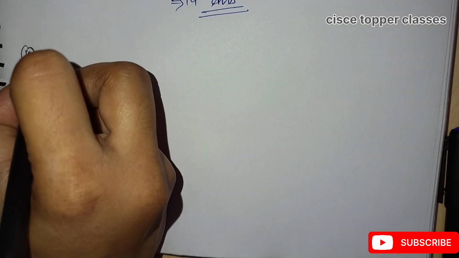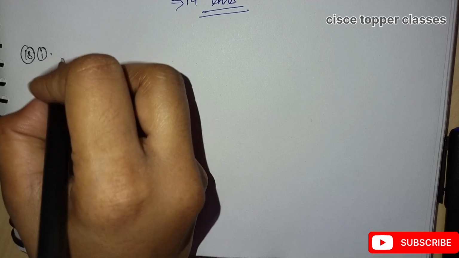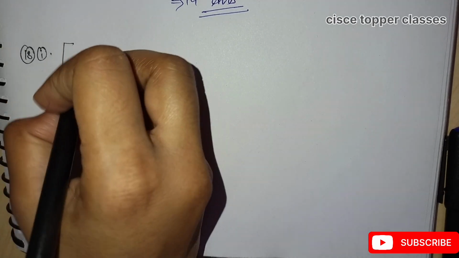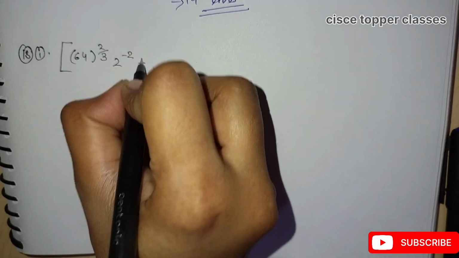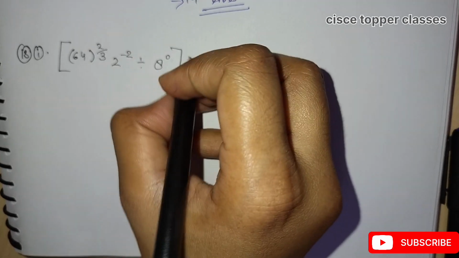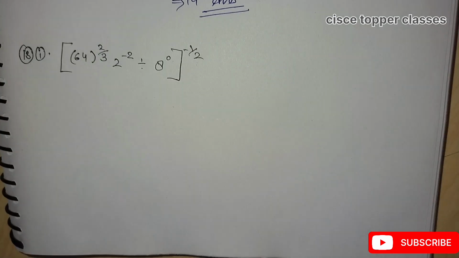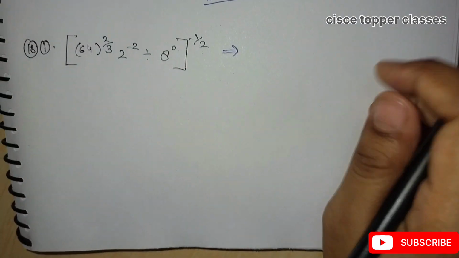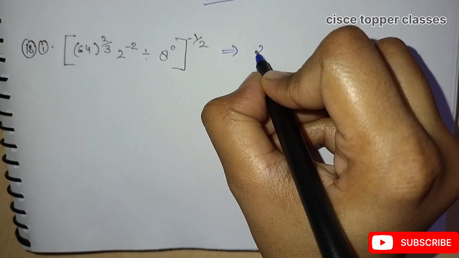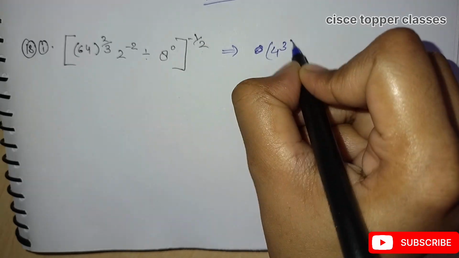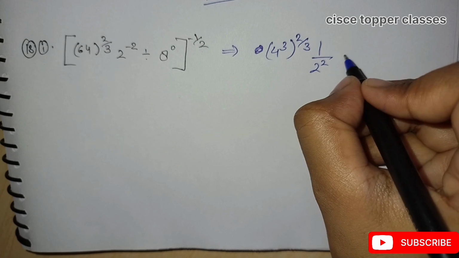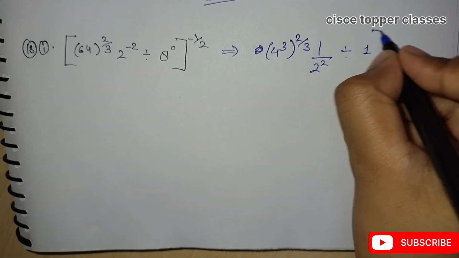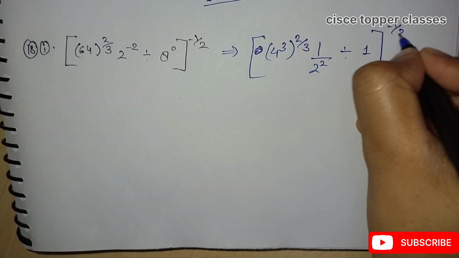Now let us solve 13 first part here. So it will be, the first part here is (64)^(2/3) × 2^(-2) divided by (8^0)^(-1/2). Simply we can write this on solving as 64 we can write as (4^3)^(2/3), 2 minus 2 as (1/2)^2, divided by 8^0 means 1 and whole power minus 1 and a half.